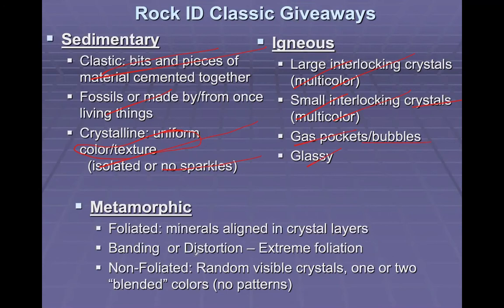Foliated, if we go down here, it says we have minerals aligned in crystal layers. That's exactly what we're looking at. The layers are so thick that we can consider it banding. And actually, the word I was thinking of earlier is distortion. They're literally bands, almost like stripes on a zebra, that are actually kind of swirled, and that's extreme foliation. So we are arriving here at a metamorphic rock.